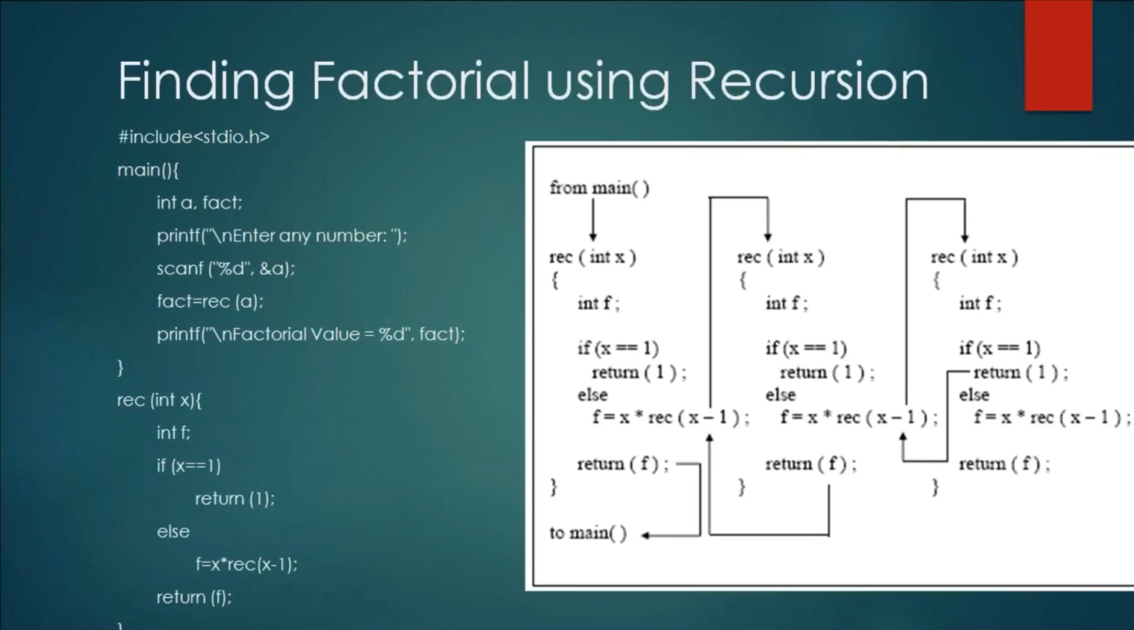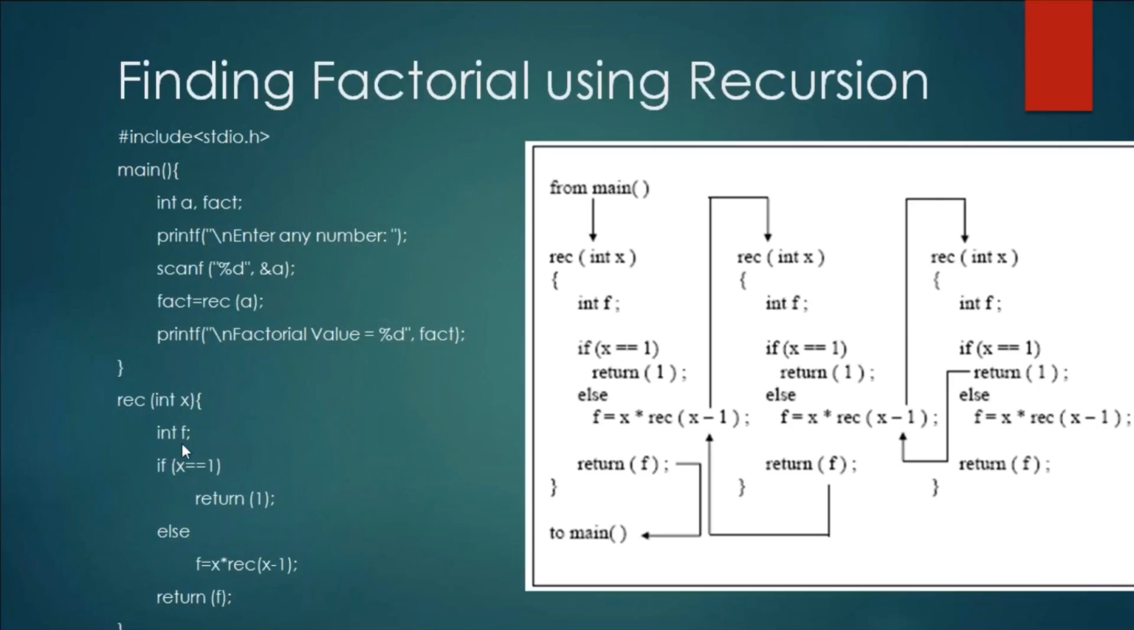Now this is the example for factorial. In this case we are just asking the user to enter a number, reading that in a, then we are calling a function called rec(a). As soon as we call the function, control will jump here. Suppose the user has entered 3, so it will come to this level.